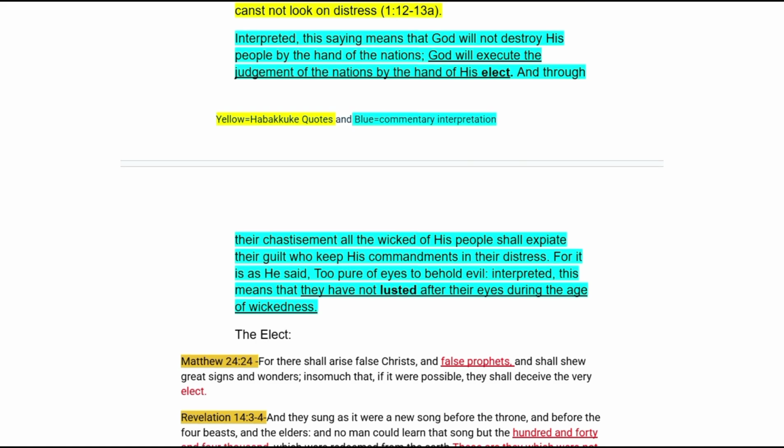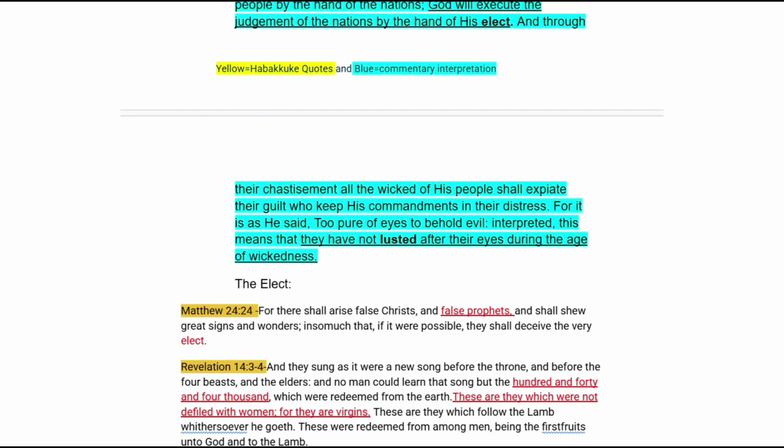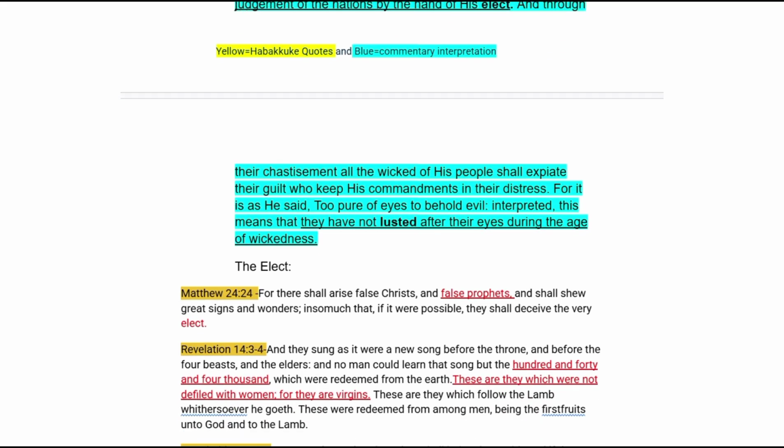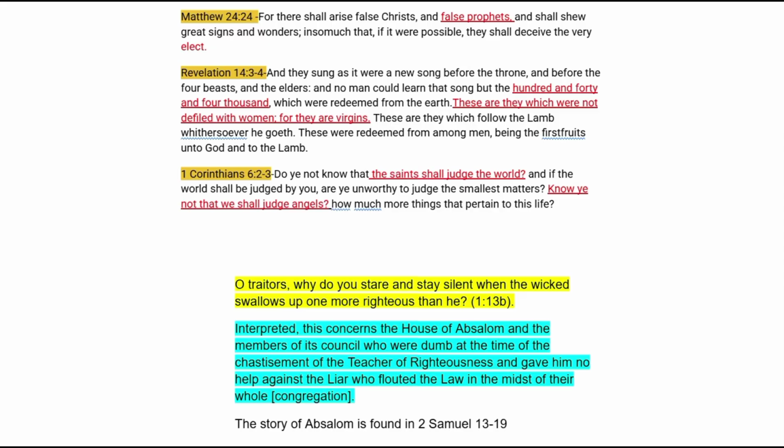So we see here the chastisement of the elect. And then the very next interpretation is talking about the chastisement of the teacher of righteousness, clearly comparing the two. And I really think that is beautiful: the idea that even when we go through hard times, even as we get ready and prepared for the end that we know is coming, Jesus went through it.